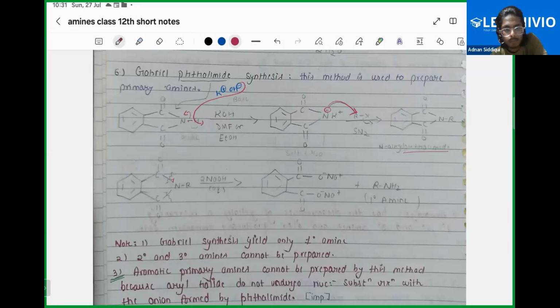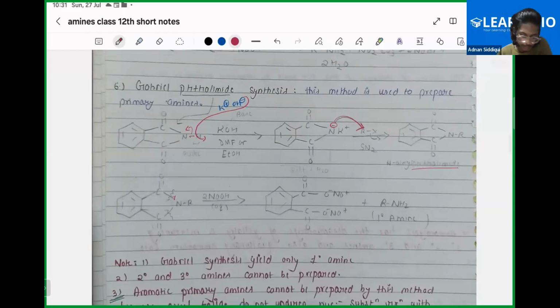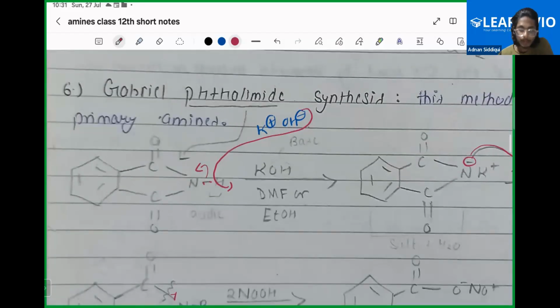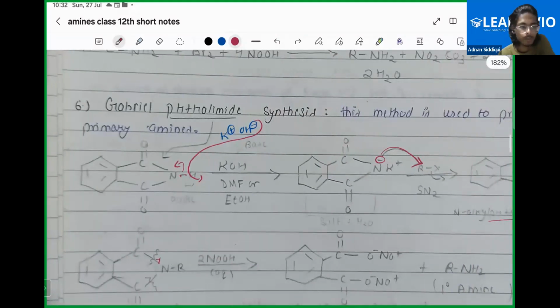Sir, what was the name of the starting compound? I was saying this compound, the initial one, is called phthalimide because it is basically an amide: we have a carbonyl compound attached to a nitrogen. And the entire thing is called phthalimide. The ph is silent, we call it phthalimide. Okay, sir.